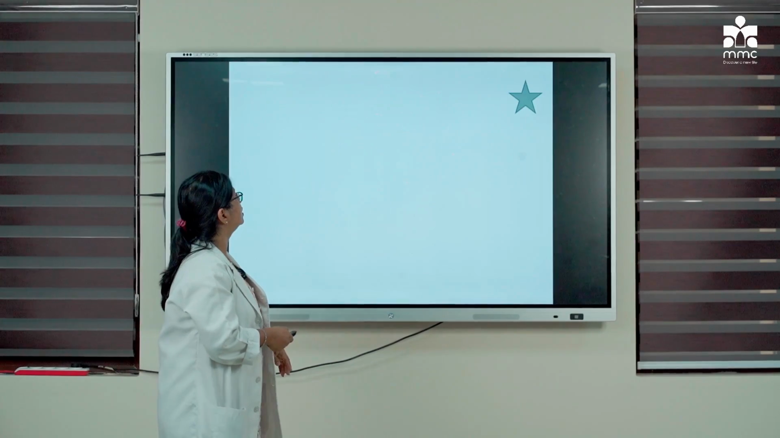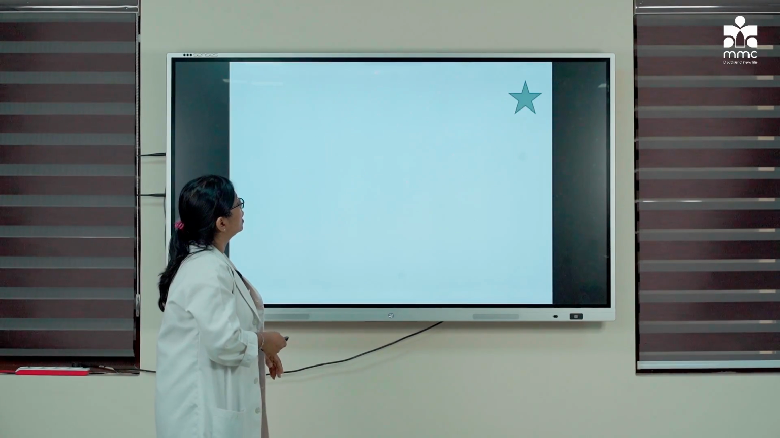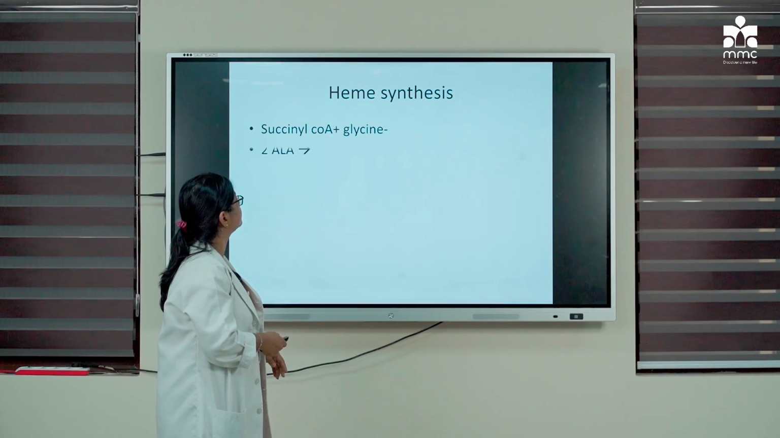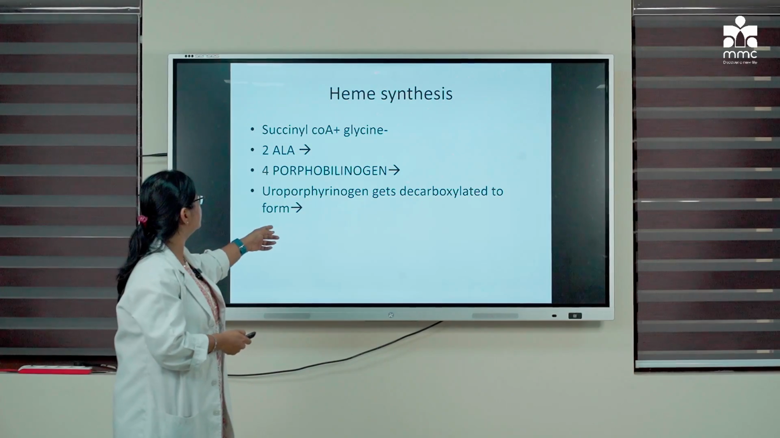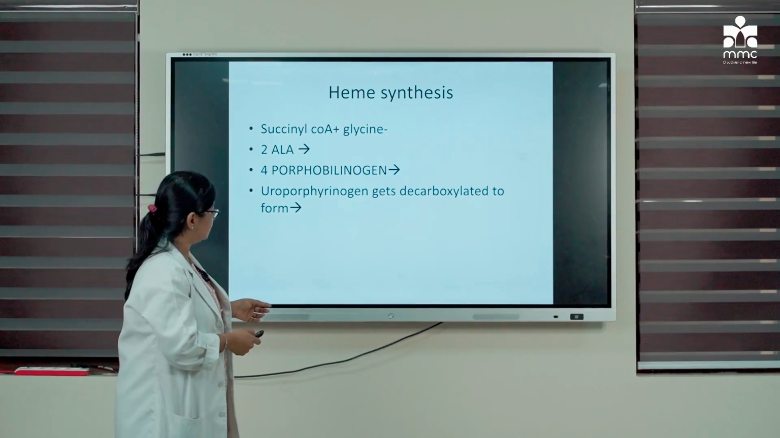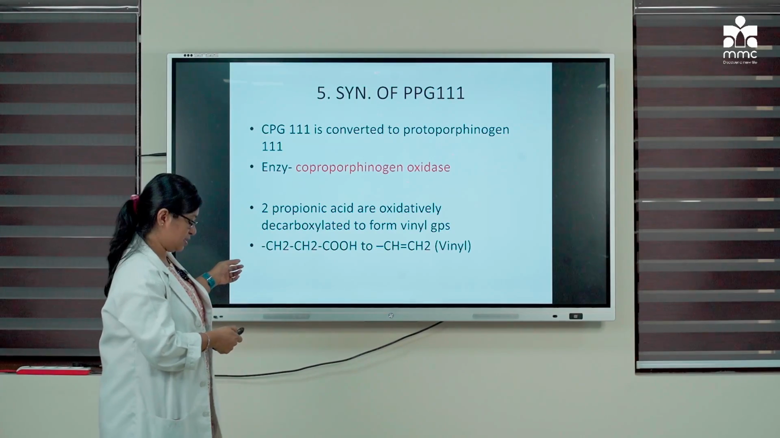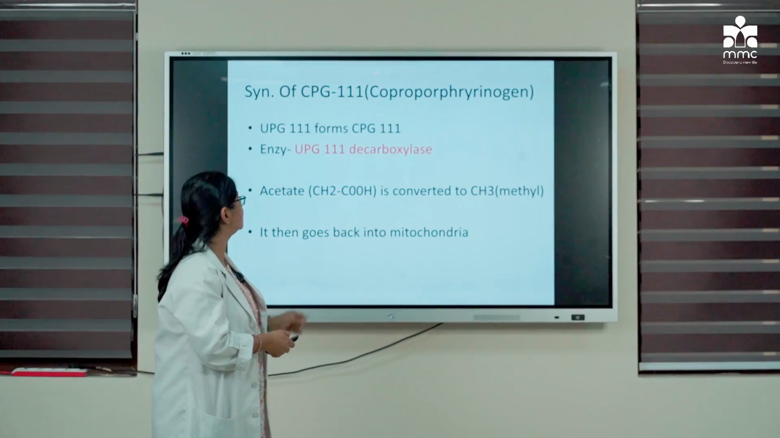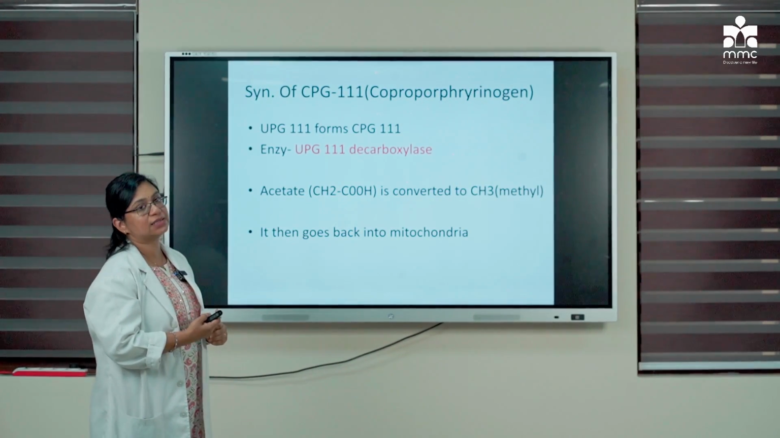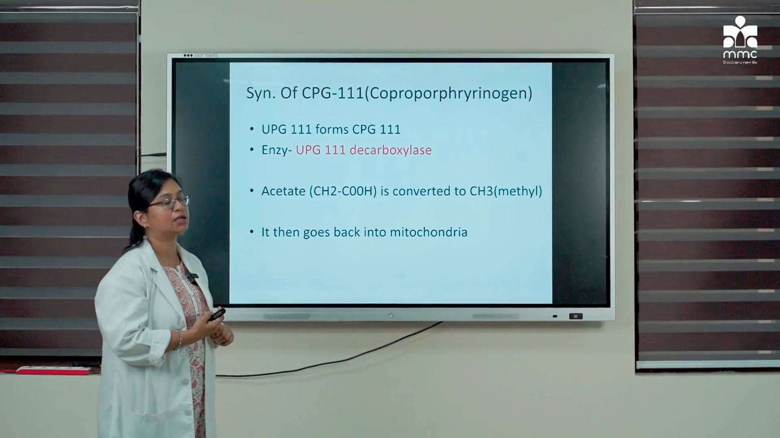The enzyme for synthesis of uroporphyrinogen 3 is uroporphyrinogen 3 co-synthase. Okay, then going to the next step, this is still happening outside of the mitochondria, it is taking place in the cytosol.